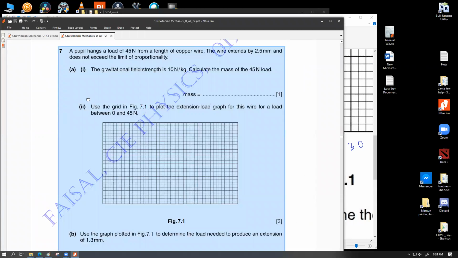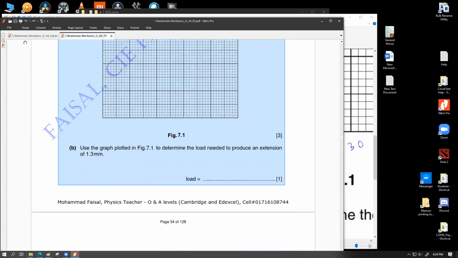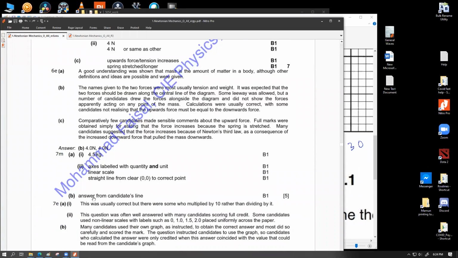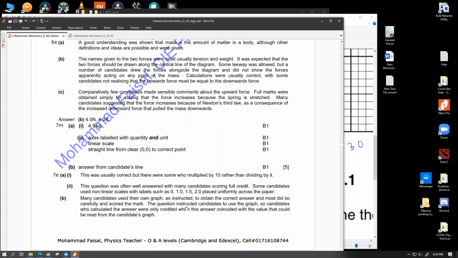This is question number 7B. Answer from candidate's line. Okay, so they allowed ECF from here, which means if someone messes up their graph, they're gonna mess this one up as well. But if this value written is correct according to the student's graph, they're gonna get marks for this as well. Many candidates used their own graph as instructed to obtain a correct answer, and most did so carefully and scored the mark. The question instructed candidates to use the graph, so candidates who calculated the answer were only credited when this answer coincided with the value that could be read from the candidate's graph.